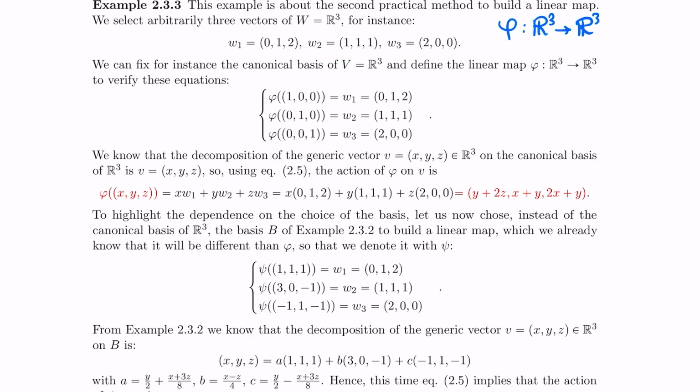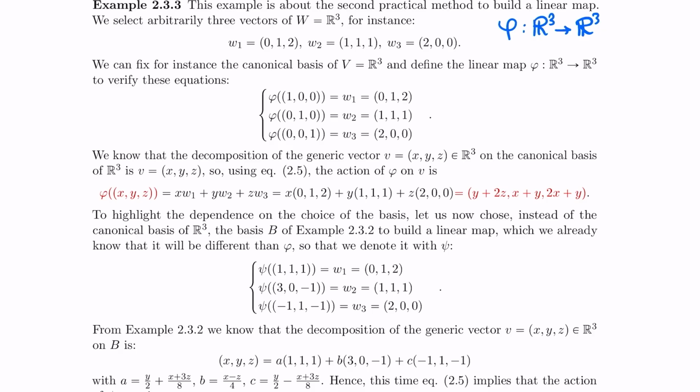From what we have learned before, we know that if we fix any basis of R3, there is only one endomorphism phi that has these vectors here as images of the basis vectors. For simplicity, we first show how to build phi by fixing the canonical basis of R3. So our task now is to find the only endomorphism phi that transforms the canonical basis vectors into the vectors w1, w2, and w3.